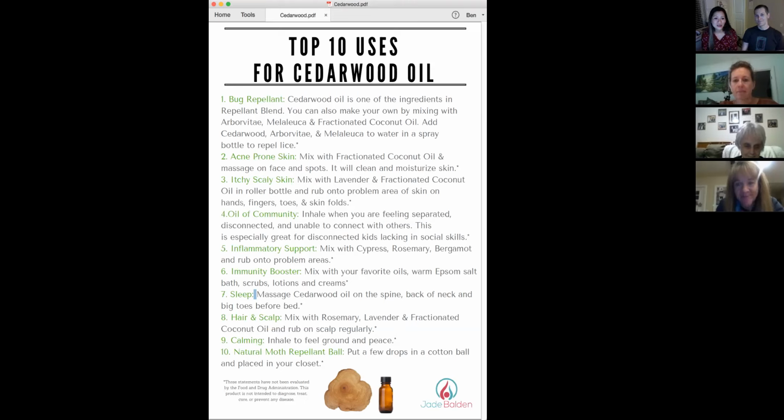That's amazing. I feel like the reason why cedarwood is so powerful is that, like frankincense and sandalwood, it has a pretty good dose of sesquiterpenes, and that goes through the blood-brain barrier into the cells, and it's very calming. And so that's why it's amazing for sleep.